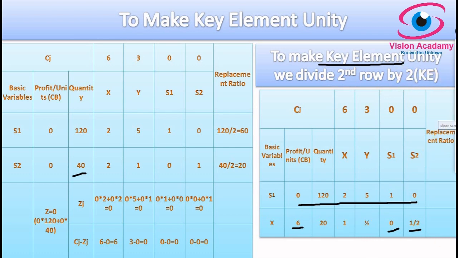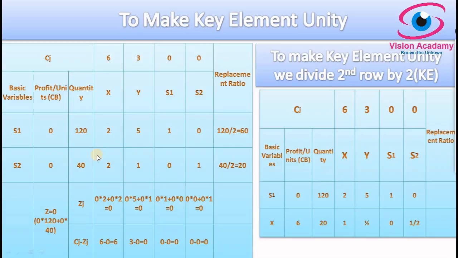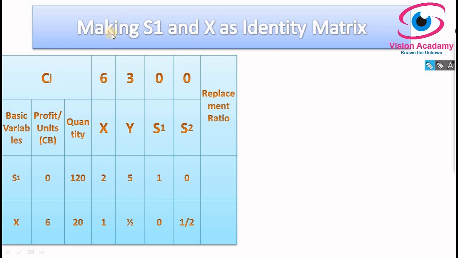So let's see what will happen in the next table. I have just copied this table from the last operation to the next one to make a comparison. Now what we want to do is make S1 and X an identity matrix. Firstly, we made the key element unity because S1 is in the form of 1 0, and the key element also must become 1, because the value below it must be 0. So now we have made the key element 1, unity for X, and we have to make this value 0.